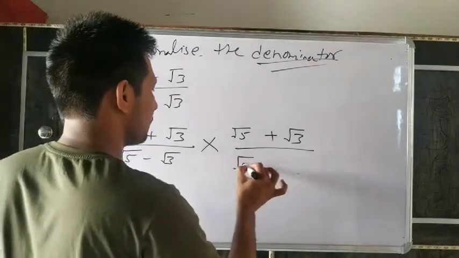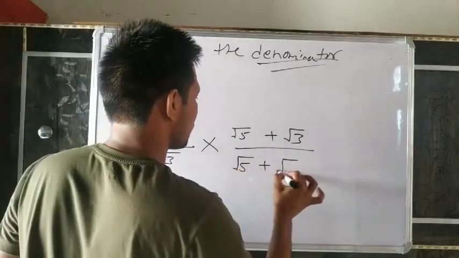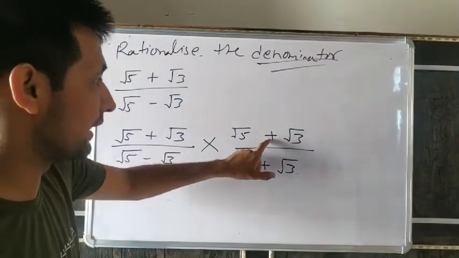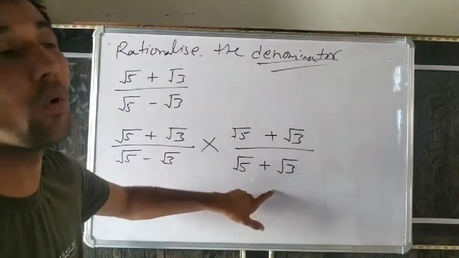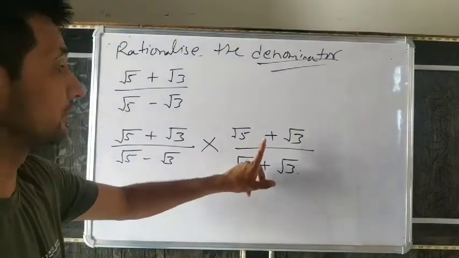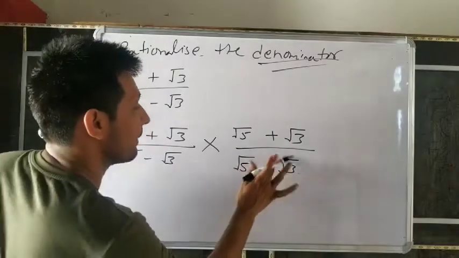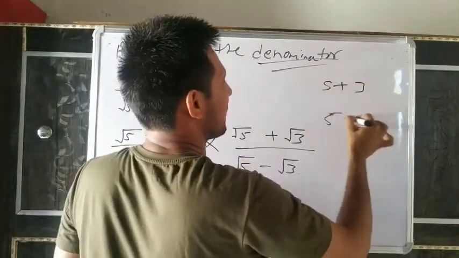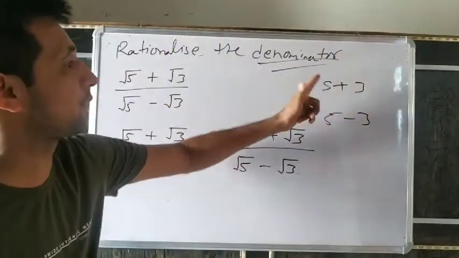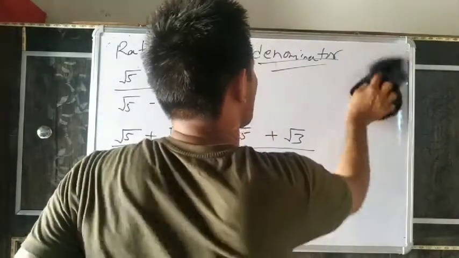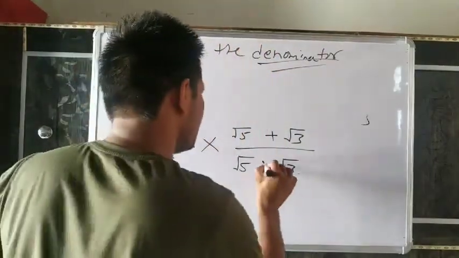Look, √5 plus √3. Nisha, you write minus here, and plus here. No, we will multiply and divide by the same number. If we write minus here, it is a different number, because 5 plus 3 and 5 minus 3 are different numbers. 5 plus 3 is 8, 5 minus 3 is 2.